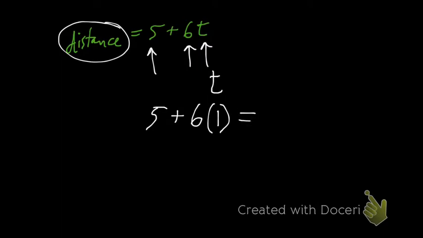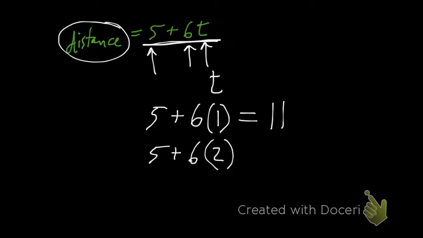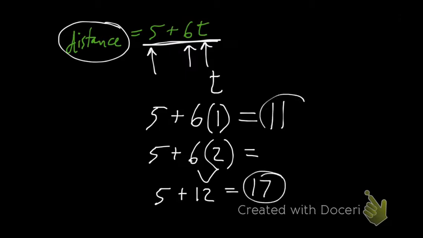This, by the way, is a variable expression for your total distance. This would be 5 plus, what's 6 times 1? It's 6. So 5 plus 6 would be 11 miles total. If you go 2 hours at 6 miles an hour, then you'd stick a 2 in there for the variable. Order of operations says to do the 6 times 2 first, because this is multiplication. 6 times 2 is 12. So 5 plus 12 is 17. That would be your total distance.